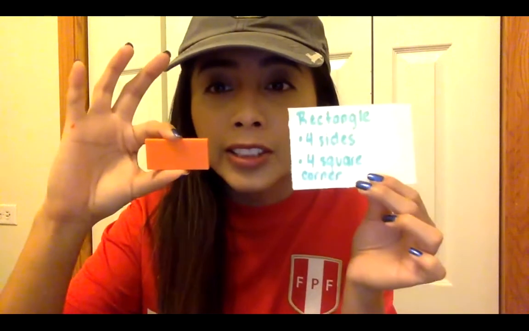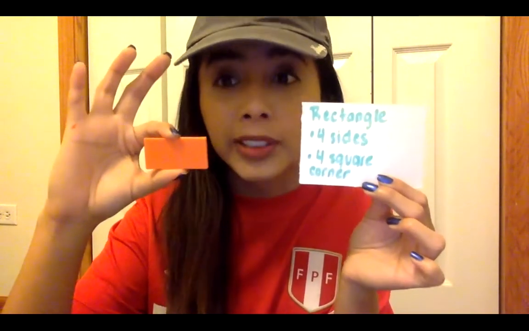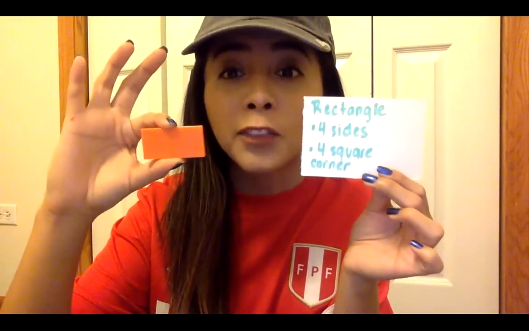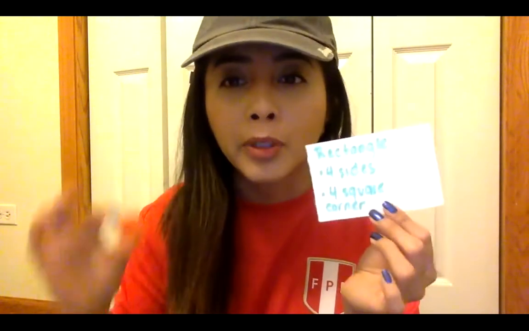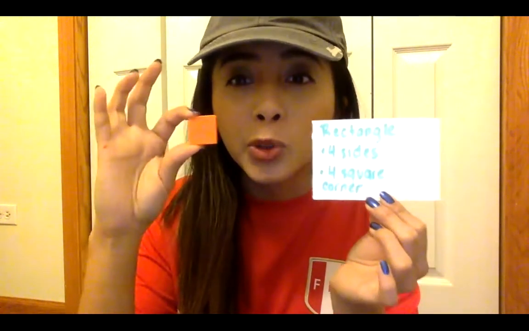Our next shape, its shape name is rectangle. So let's see if this is a rectangle. It has four sides. Yep, it does. And it has four square corners. So again, four square corners. So let's go back to that square that we had earlier. We just saw the rectangle, but remember, right before that, we had a square.